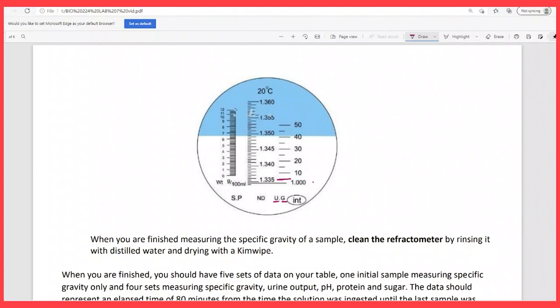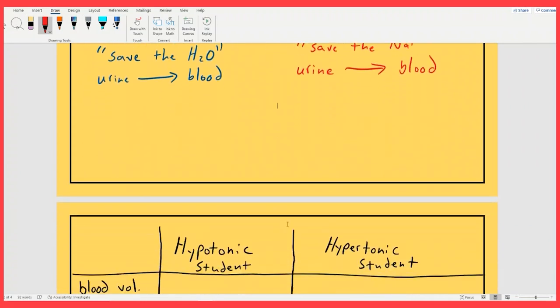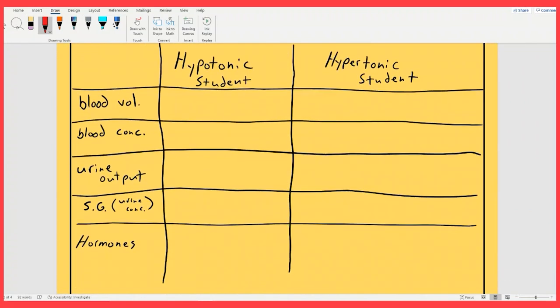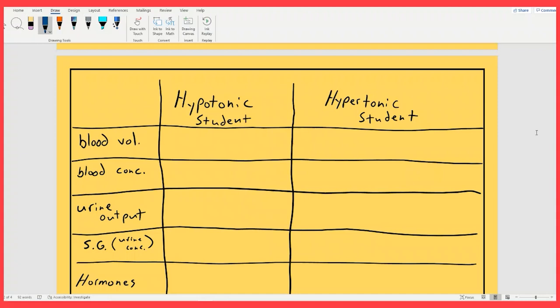So let's take a few notes here. This is probably what you should write down somewhere on a piece of scratch paper or right with this lab manual so you can have a full understanding of what's going on. So as we look at this very carefully constructed data table, we can see our hypotonic student here, which, remember, was the person who drank 750 mils of distilled water, just water.